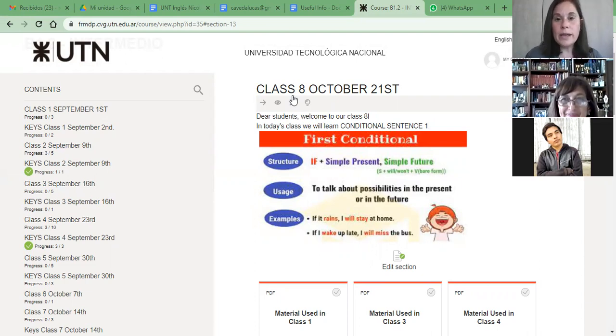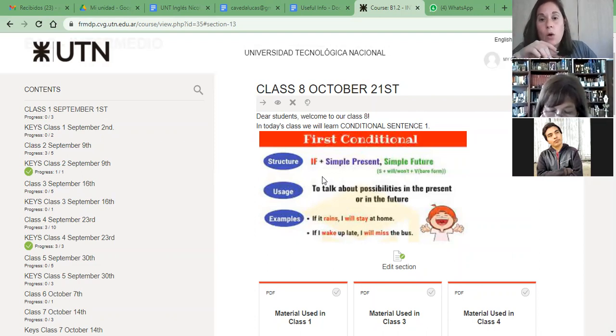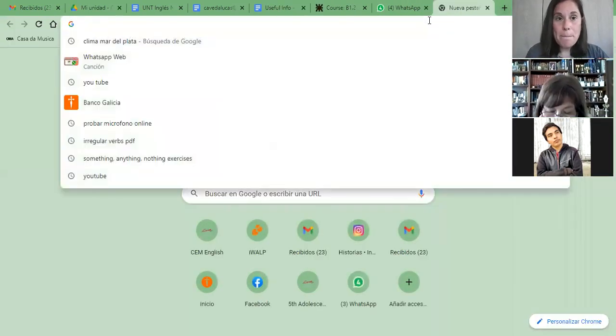Okay, people. So we use if plus simple present plus simple future. Can you see it on the screen? Yes. And Marta, you asked me if we always use if, we can also use when. Yes, but it changes. Then we will see it in deeper. What you have to know is that we have many.